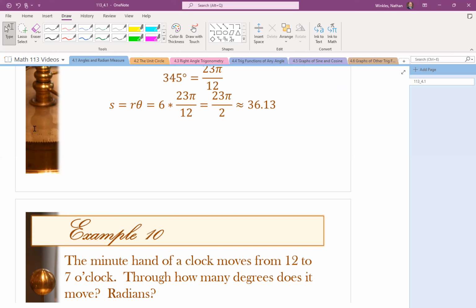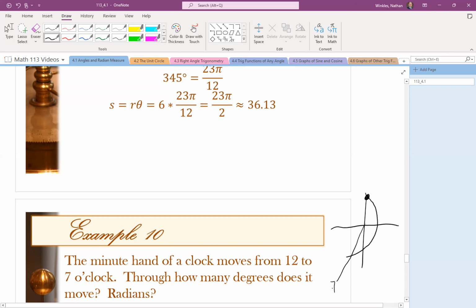So the minute hand of a clock moves from 12 to 7 o'clock. Through how many degrees does it move and how many radians? So let's think about this picture now. The minute hand of a clock moves from 12 o'clock to 7 o'clock. How many degrees did it move and then how many radians?